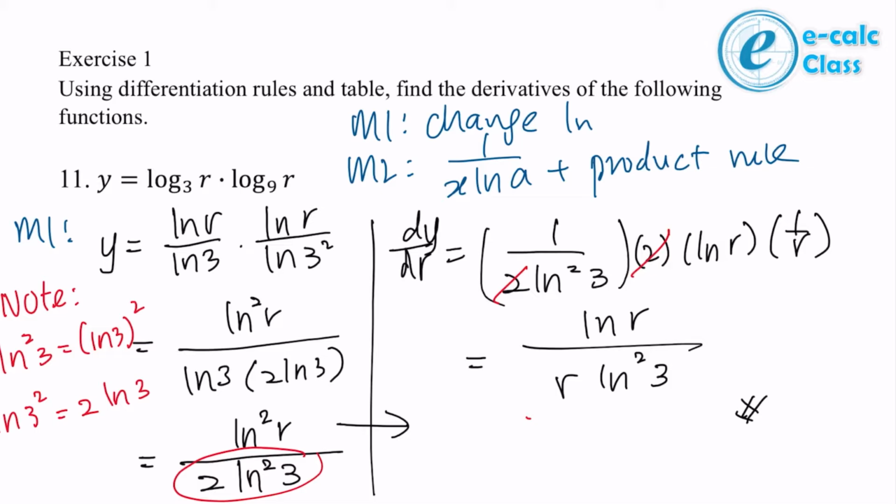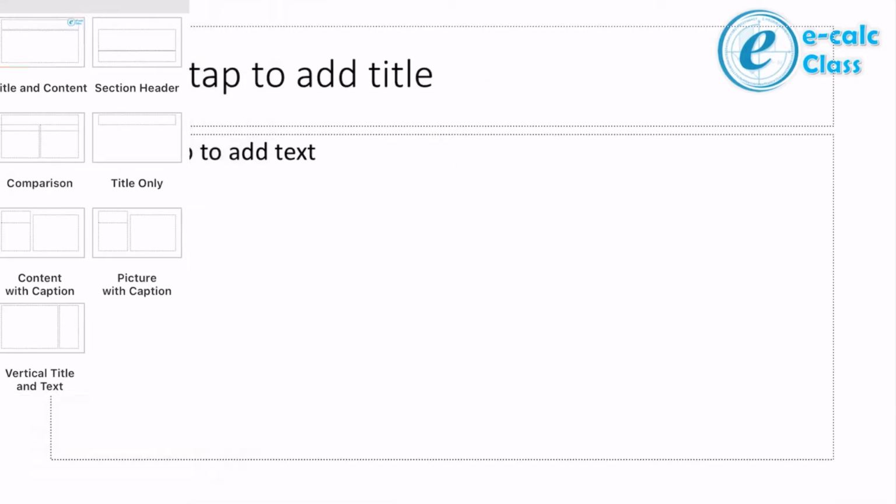So what happens if you want to use this way? I think it will be very complicated towards the end. At first it is very easy, you just do the product rule and just directly substitute in. But when you want to simplify, it will be very, very complicated, I think. Okay. So let's say you want to do it that way. y equals log base 3 of r times log base 9 of r.